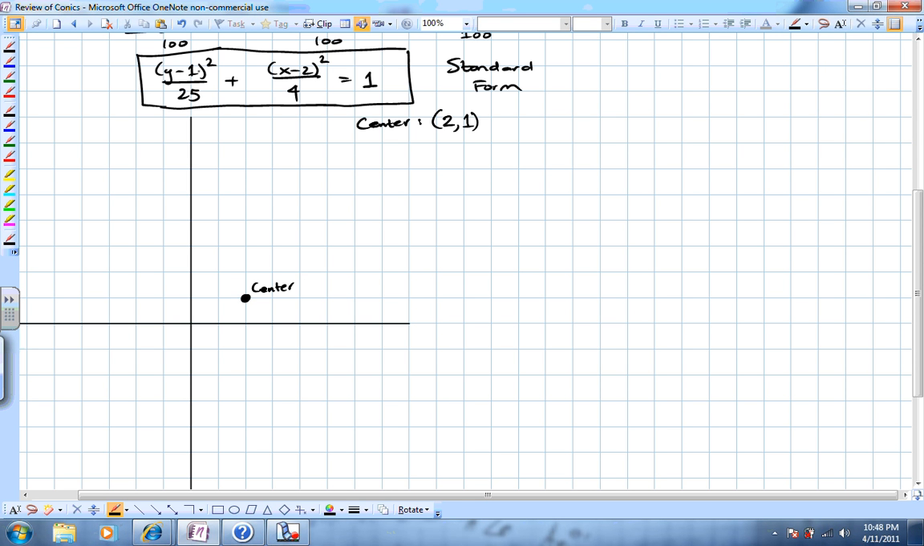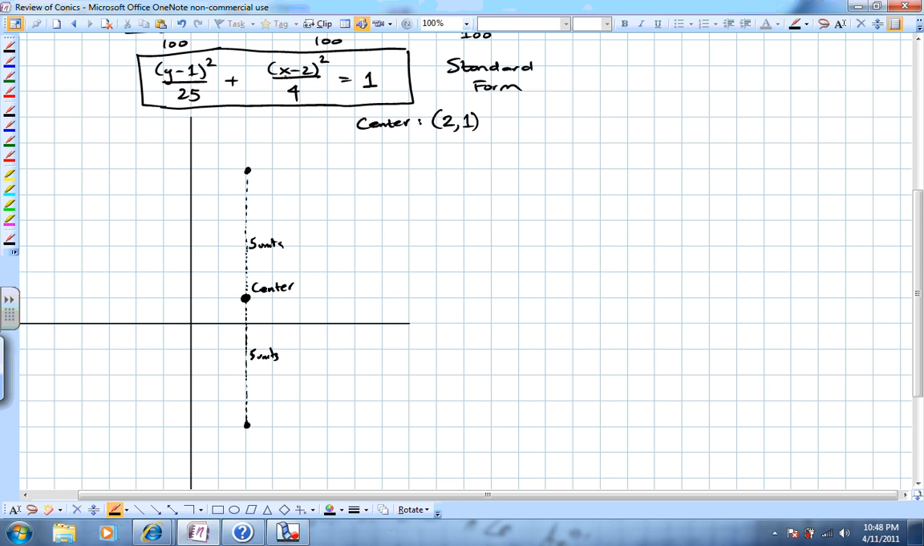Let's label it as a center point. And I look under the y, there's a 25, take the square root of 25, I have 5, indicating to me that I'm going to have to move 5 units from the center along the y direction. 1, 2, 3, 4, 5. Make a point there. 5 units downward.